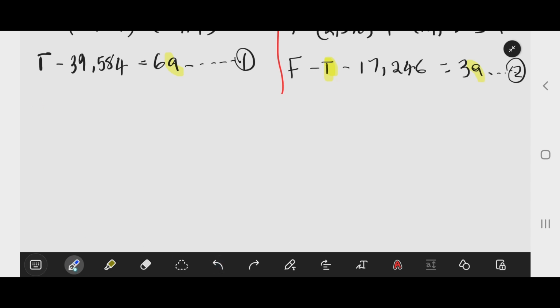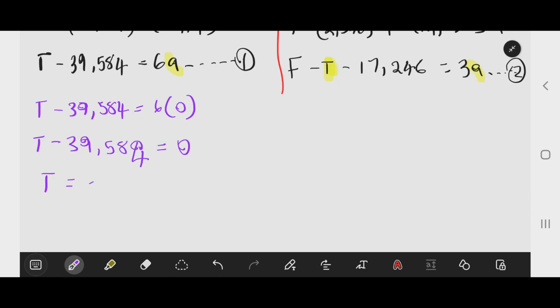So let me use a different color for the following question, whereby acceleration is equal to 0. Then that would be T minus 39.584 equals 6 multiplied by acceleration, which is 0 because it is moving at a constant velocity. And as you can see, that would be T minus 39.584 equals 0, and our tension is equal to 39.584.